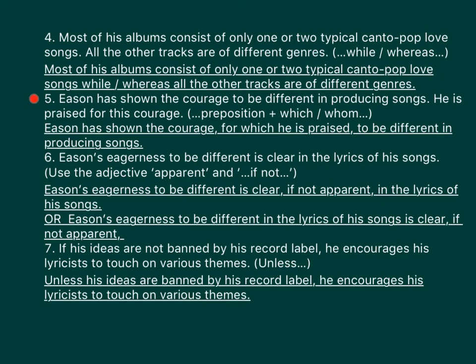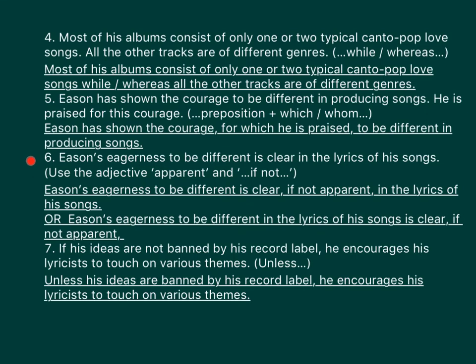Number 5. Eason has shown the courage to be different in producing songs. He is praised for his courage. Eason has shown the courage, for which he is praised, to be different in producing songs.